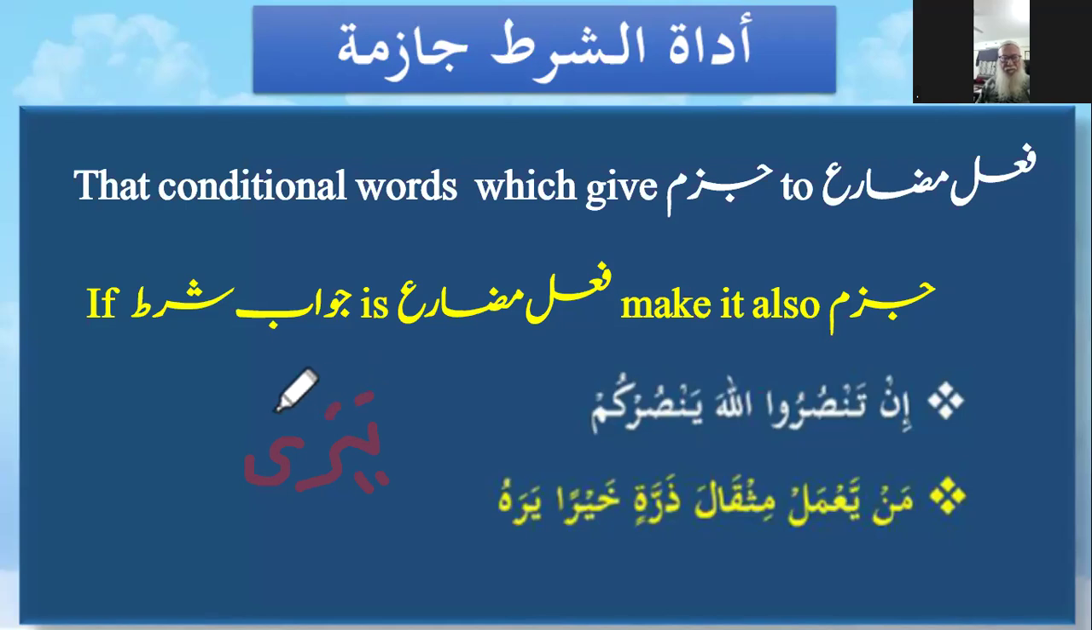Yara. So what happened? When the man came, it chopped the dhamma of ya'malu. It chopped the ya of the weak letter. So it has the double action on the shart and the jawab shart, both.